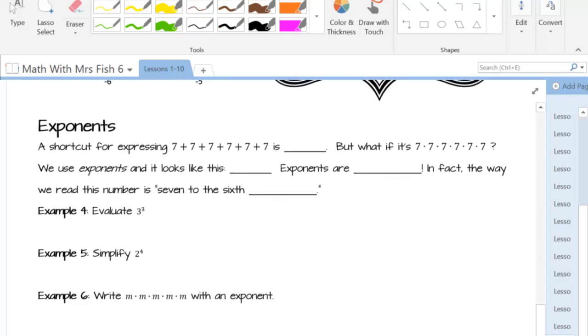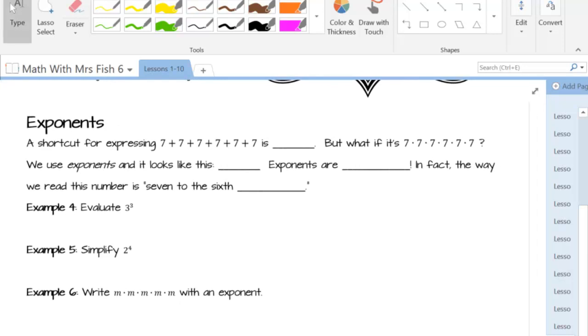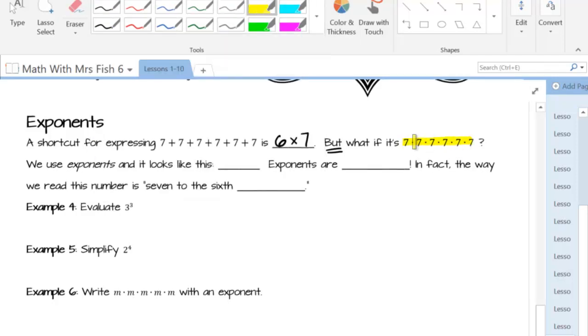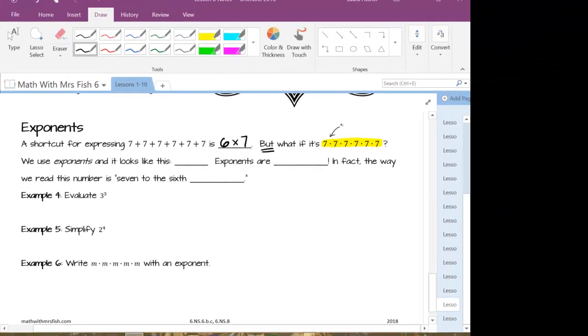And moving on to exponents, a shortcut for expressing 7 plus 7 plus 7 plus 7 plus 7 plus 7 plus 7 plus 7, and so on, is 6 times 7. There's 6 sevens. But, and that's a big but right there. That's right, a little more potty humor. But what if the expression is 7 times 7 times 7 times 7? Notice here I'm using a little dot. That's probably new for the students. That means times.